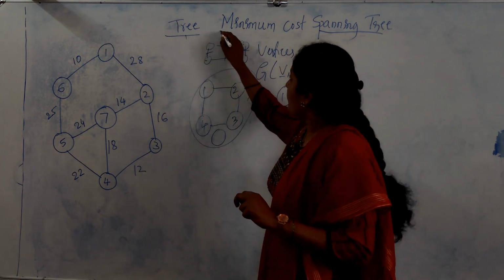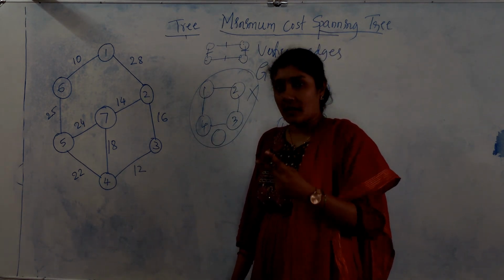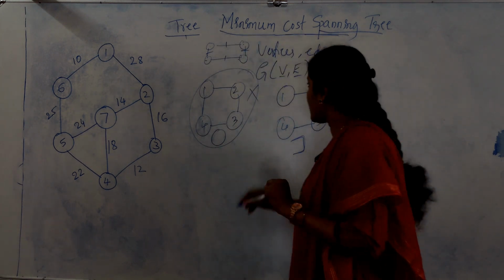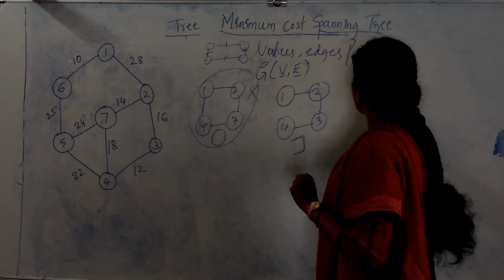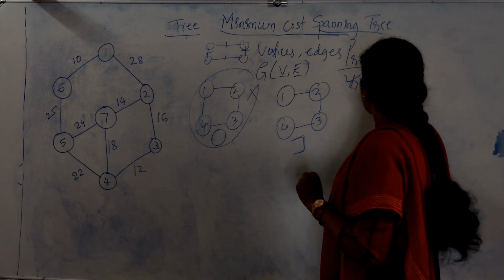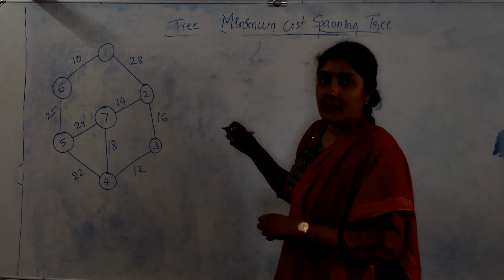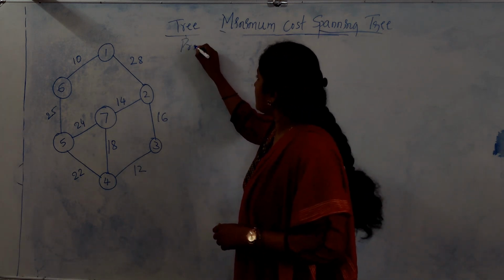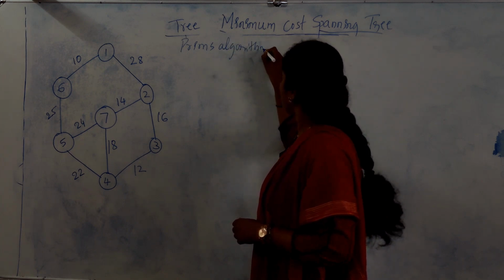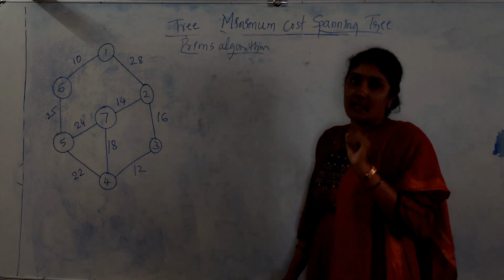Now, find the minimum cost spanning tree. There are two algorithms to find the minimum cost spanning tree. The first one is Prim's algorithm, okay, and the second one is Kruskal's algorithm. Okay, now we shall study these two algorithms. Let us study Prim's algorithm, for finding the minimum cost spanning tree.